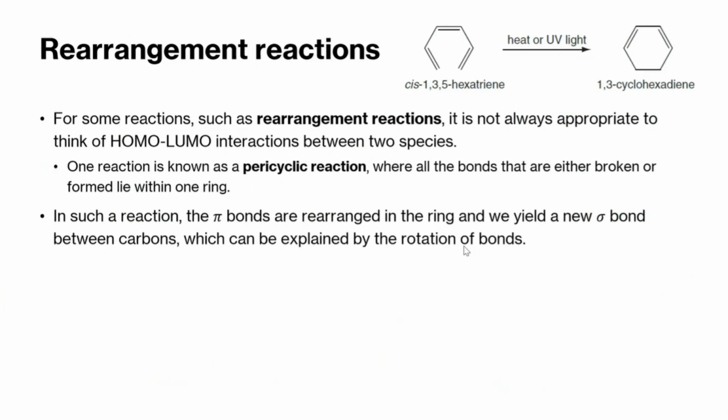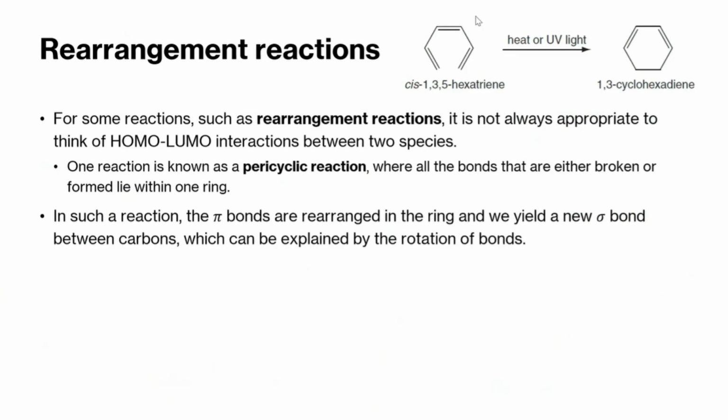Now we want to go over rearrangement reactions. For some reactions, it's not always appropriate to think about HOMO-LUMO interactions between two species. This is known as a pericyclic reaction, and all the bonds that are either broken or formed will lie within one ring. In such a reaction, the pi bonds are rearranged in the ring, and we can yield a new sigma bond between carbons, which can be explained by the rotation of bonds.